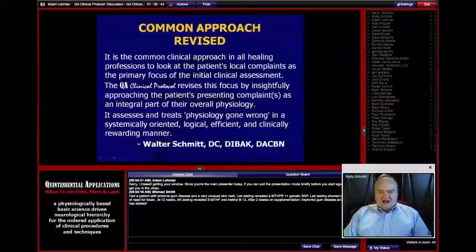And the common clinical approach is revised. It is common that most clinicians of most professions, actually in all healing professions, look at the patient's local complaint as the primary focus of the initial clinical assessment. The QA clinical protocol revises this focus by insightfully approaching the patient's presenting complaints as an integral part of their overall physiology. And that's what we're going to talk about today. We're going to look at the patient in that overall physiology. It assesses and treats physiology gone wrong in a systemically oriented, logical, efficient, and clinically rewarding manner.